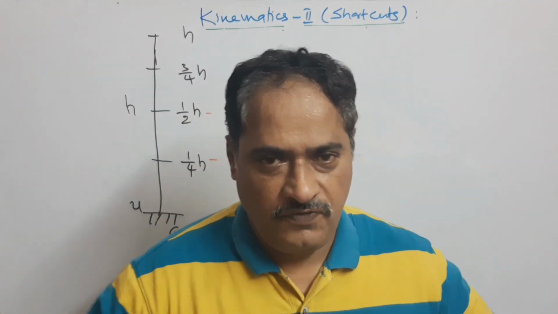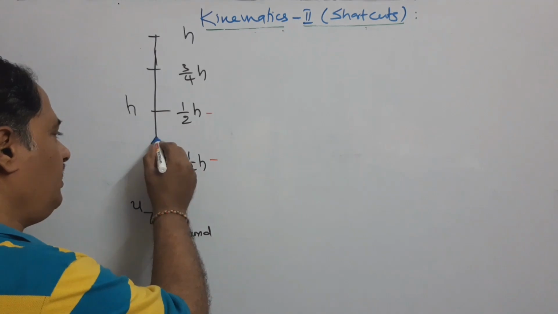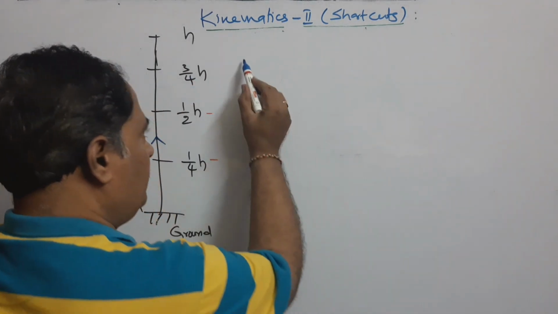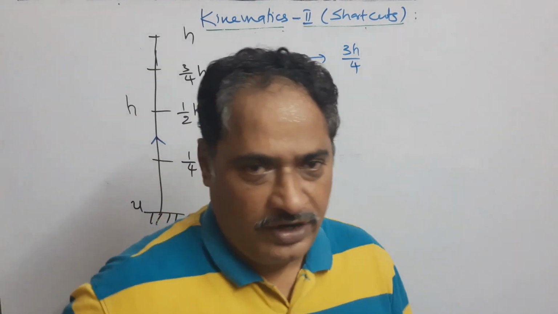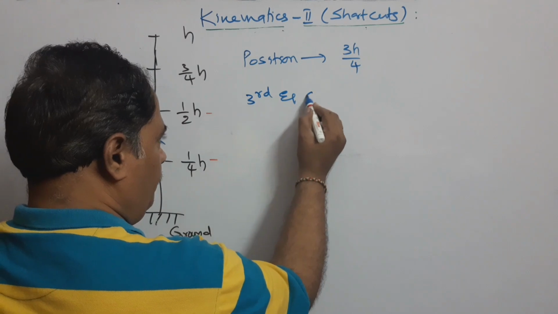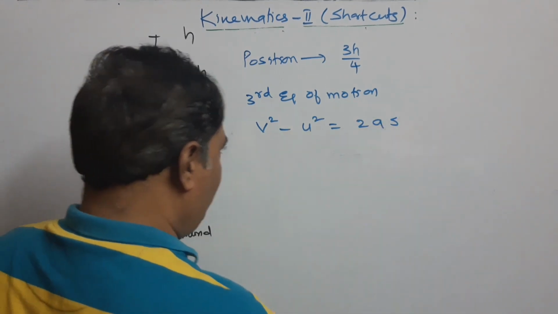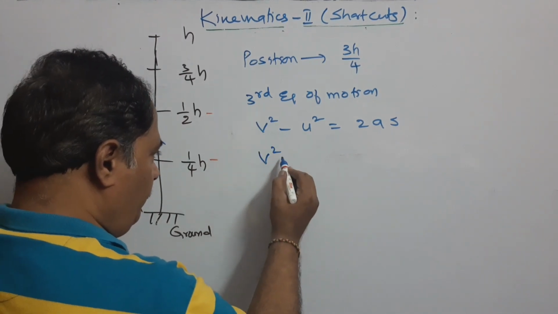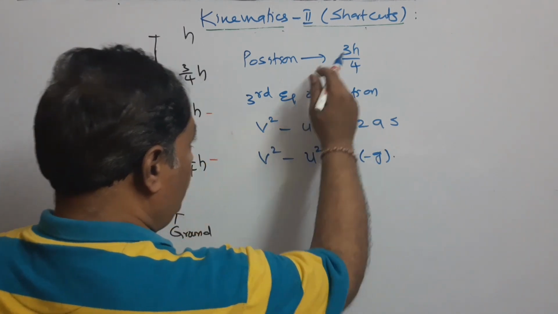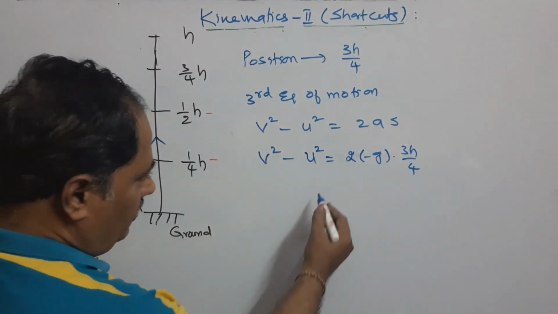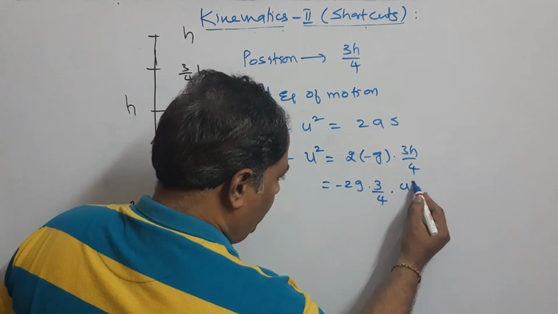You may have a doubt: if we forget that shortcut, how do we retrieve it and solve it? As I said, this is a vertically projected body. I want to take the position that is 3/4 of maximum height. First calculate velocity by using the third equation of motion: v square minus u square equals 2as. In the case of the projected body, we have to calculate v. So here v square minus u square equals 2 into a, which is minus g, into s, which is 3h/4. This is minus 2g into 3/4 of h, where h is the maximum height, which you can write as u square by 2g.